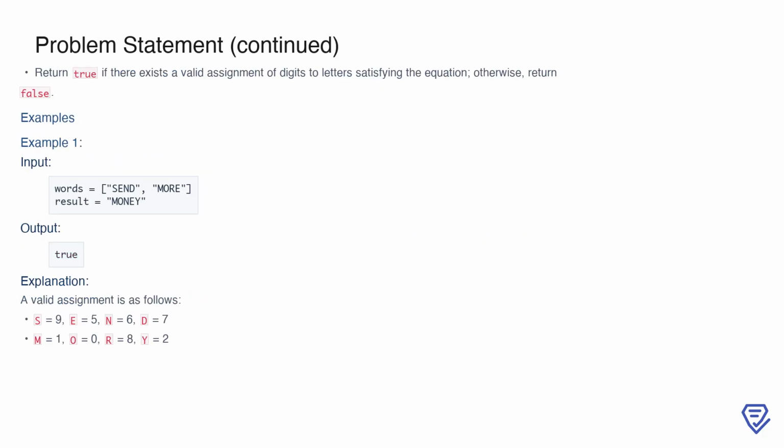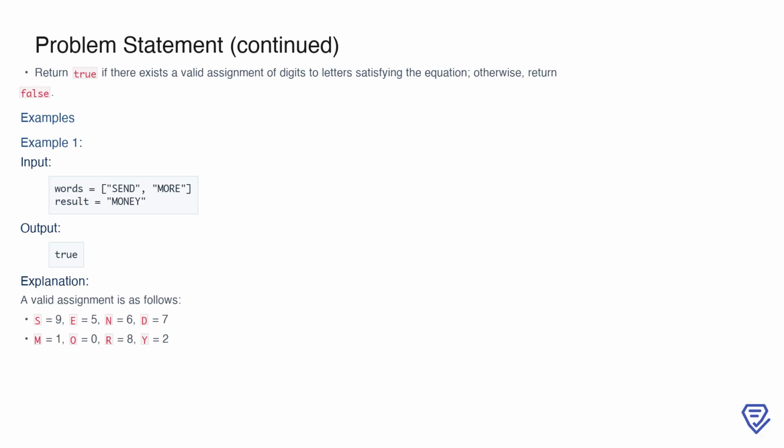To clarify the output further, the solution should return true only if there is a valid mapping of letters to digits that satisfies the equation. Otherwise, it returns false. Let's look at an example. If the input words are SEND, MORE, and the result is MONEY, the output should be true.